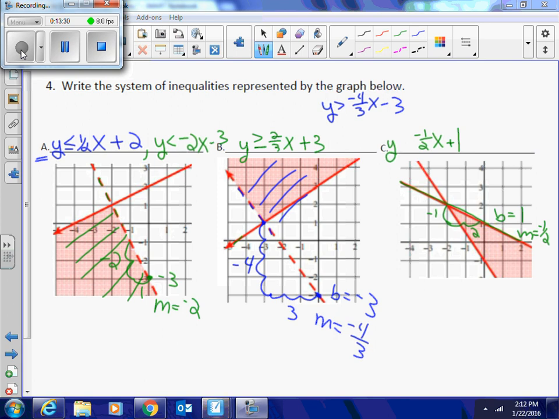Well, solid line, I know it's equal to. Now for this line, can you see how the shading happens below the line? That means that y is less than. And of course, because we have a solid line, I know it's also equal to. Now let's look at the other line. I'll highlight the other line in blue. Again, it's also solid. I know it'll be equal to.